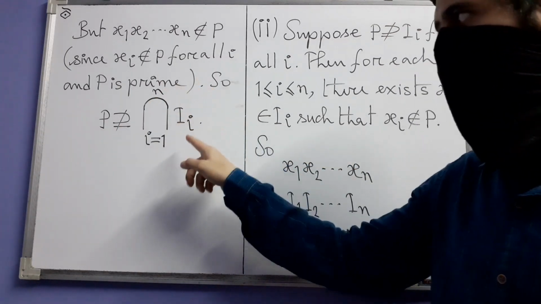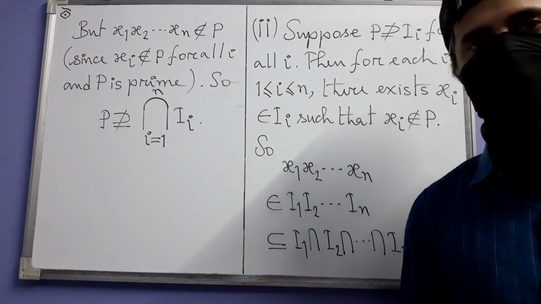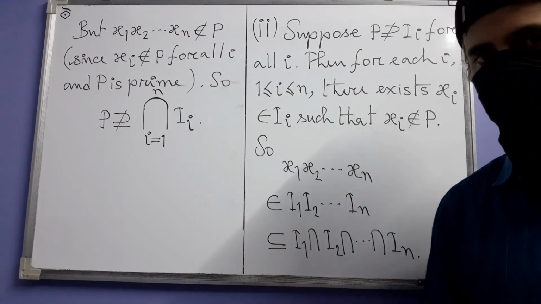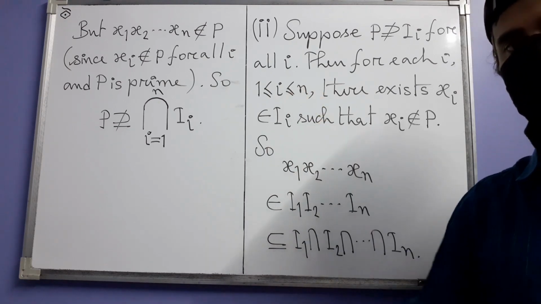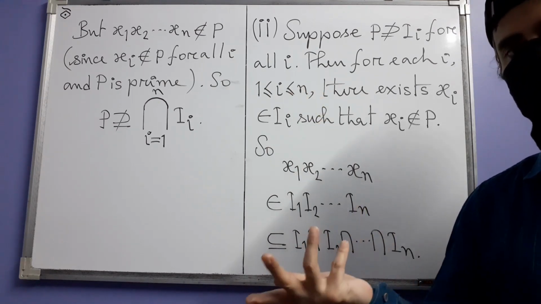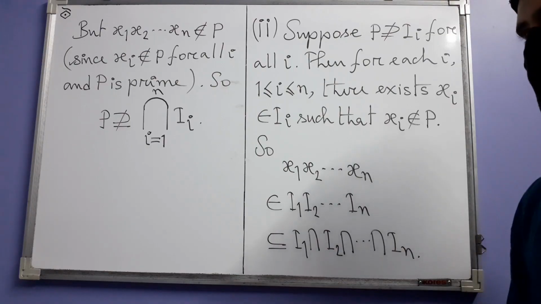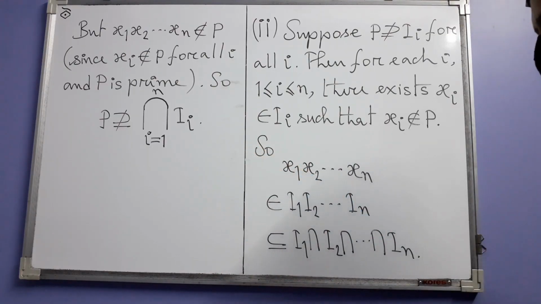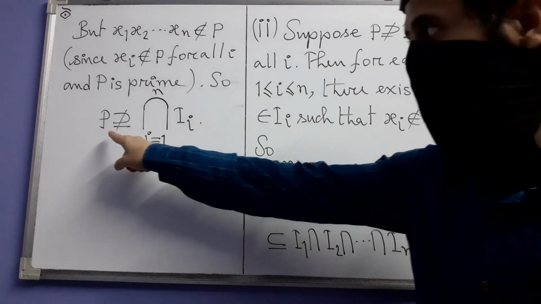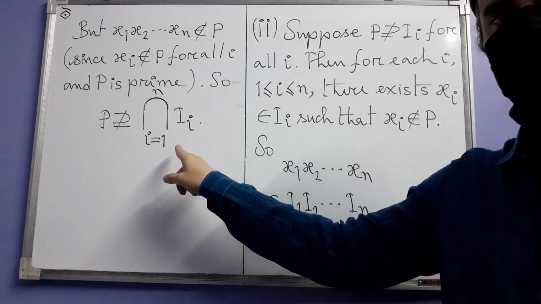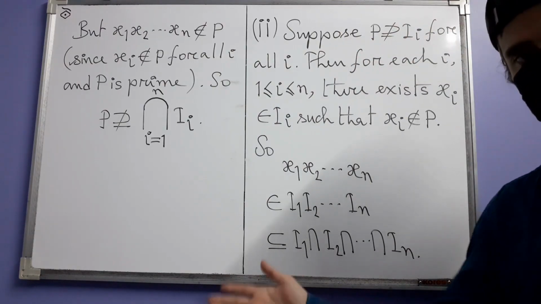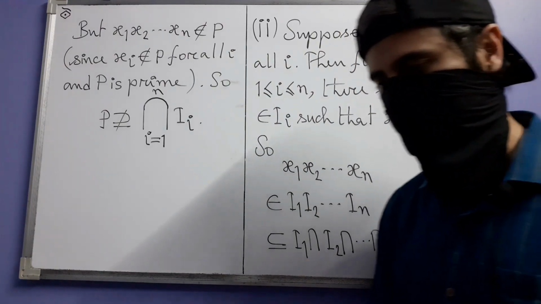So the intersection is not entirely contained in P. So that way we have proved the contrapositive of the implication that is asked in part 2. That means essentially we have proved what we wanted to prove. But there is that other part also, it's not over yet. If P is equal to this, then we have to prove that P is equal to some Ii. So next we go for that.